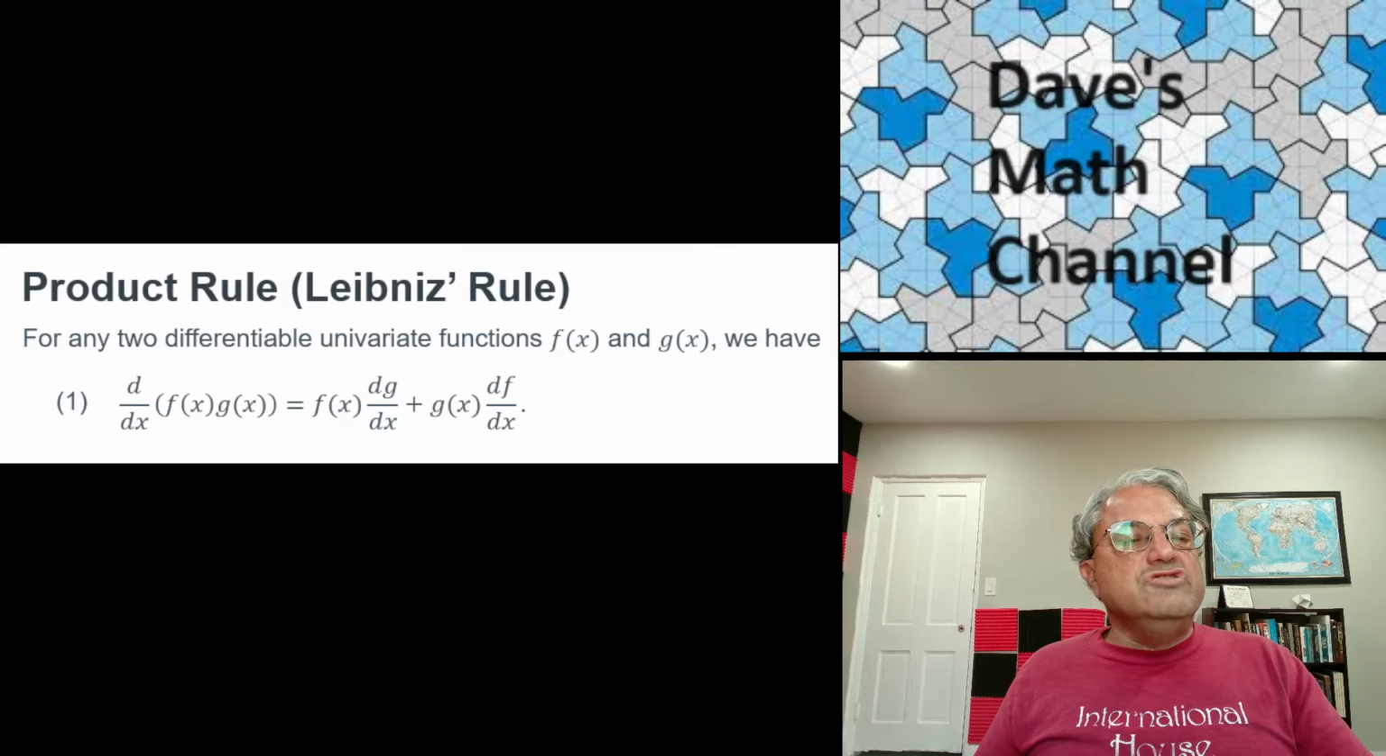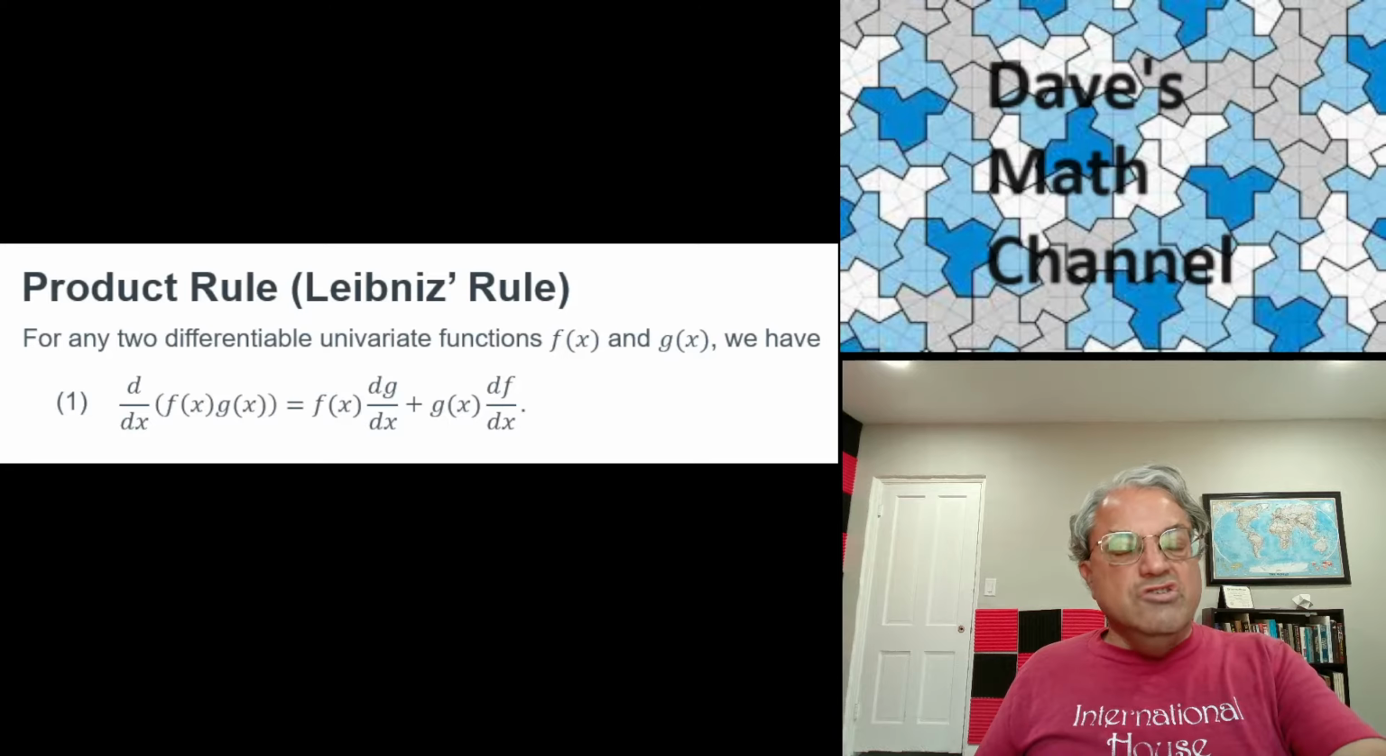It says if you have any two differentiable univariate functions, f of x and g of x, then the derivative of their product, which we write as d dx of the product f of x times g of x, is just f of x times the derivative of g of x, f of x dg dx, as we write it here, plus g of x times the derivative of f of x, or g of x df dx. That's what it says. So it's a little more complicated than the other rules we've been learning, but not too much.